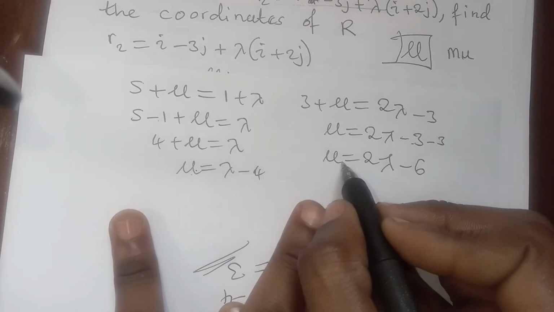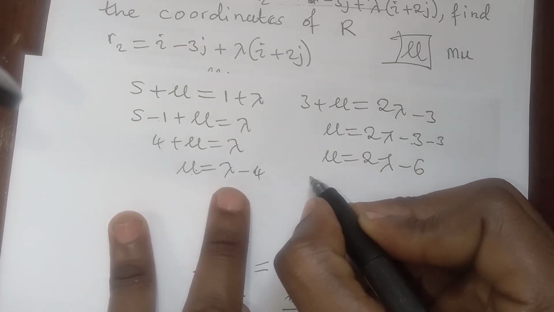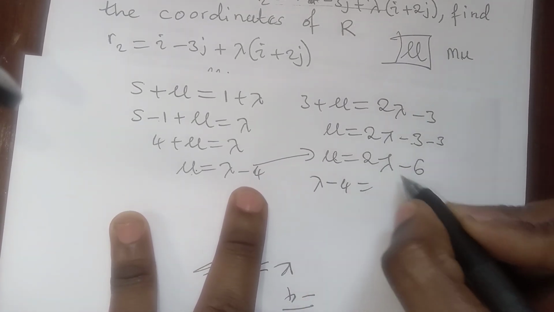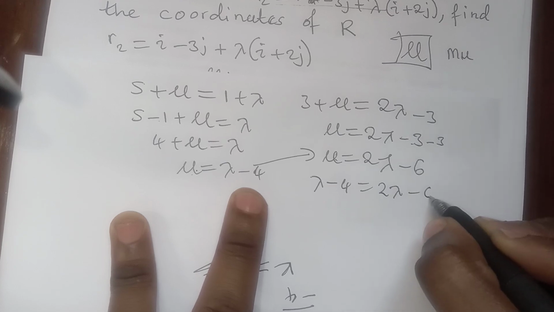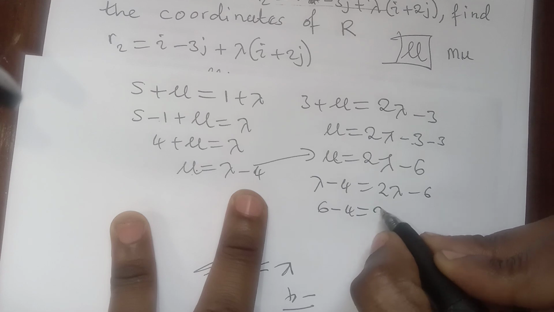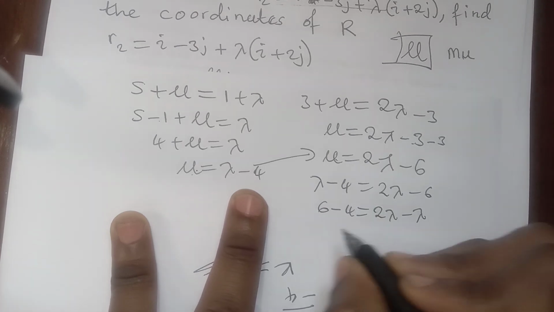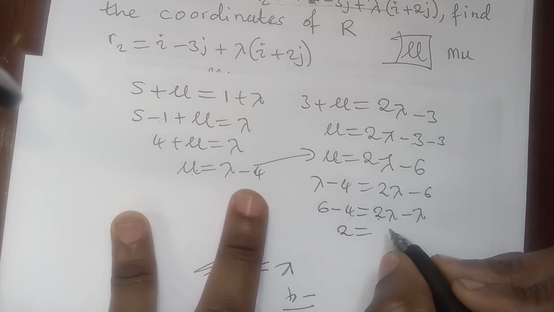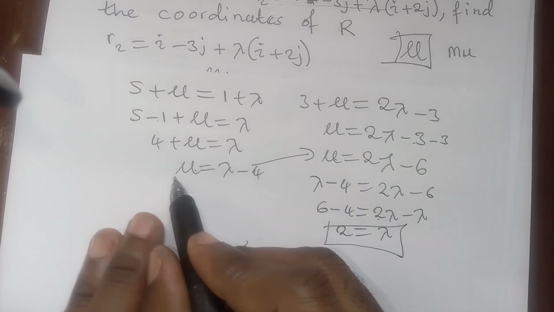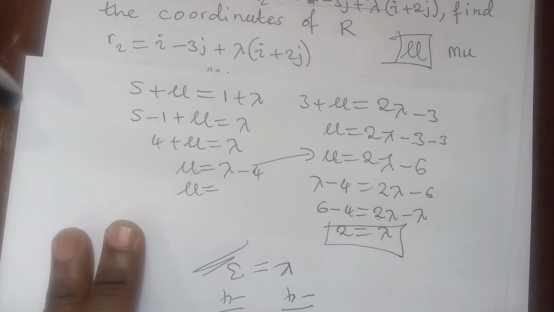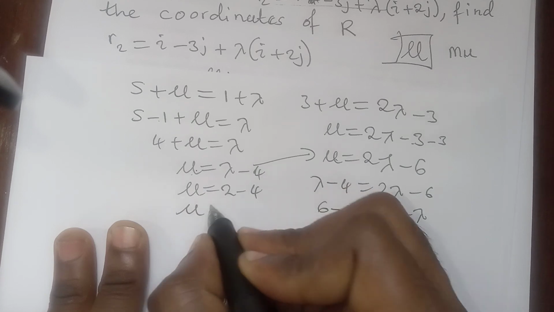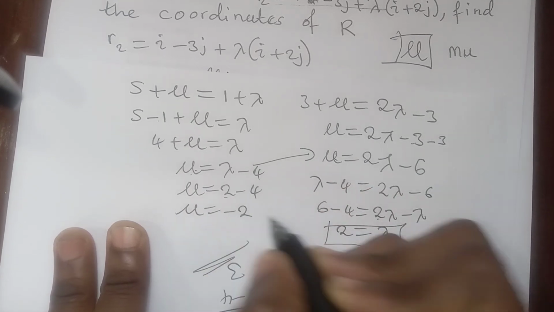So I'll substitute this one there so that we have mu minus 4 is 2 lambda minus 6. I'll take the 6 to the other side and the lambda to the other side, so that we have 2 is equal to lambda. So this is your lambda. If you want to find your mu, you can also find it, but it's not necessary. 1 is enough. So your mu will be negative 2.